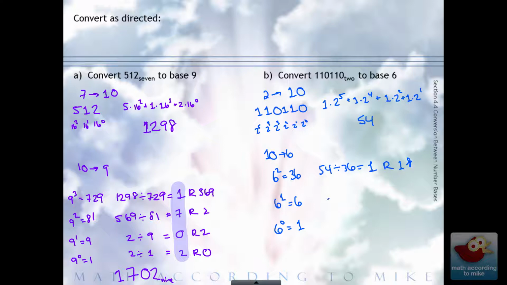And now we do 18 divided by 6. That's going to be 3. Remainder 0. Remember, we're not done. We have to use all the powers. 0 divided by 1 is 0. Remainder 0. The answers are the quotients. In this case, 1, 3, 0. And then we say 1, 3, 0, base 6. And that's your final answer.